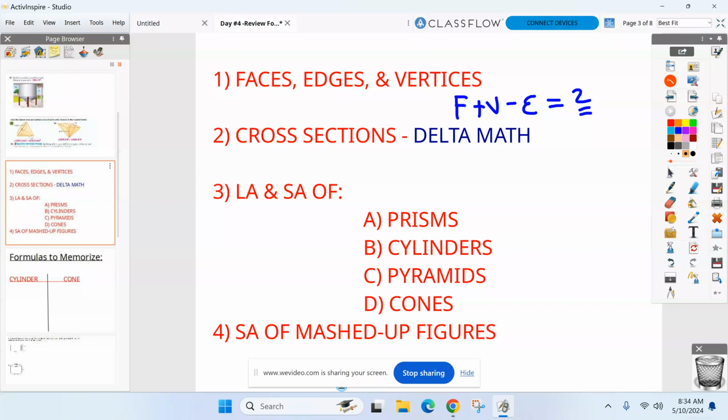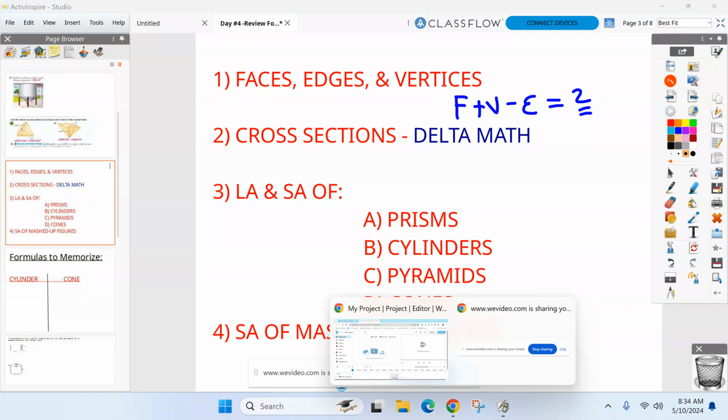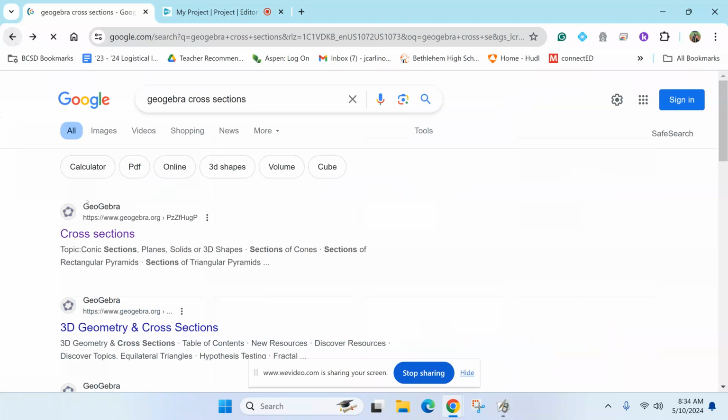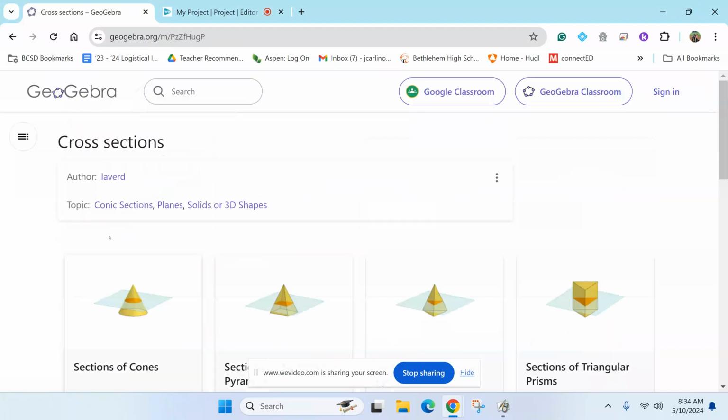Do a quick Google search for me. Type in GeoGebra, cross sections. You want that first website that comes up that says cross sections, GeoGebra. I don't know what you do, favorite it, bookmark it, tag it. I don't know what the correct term is. Whatever you do, so you can get it automatically.